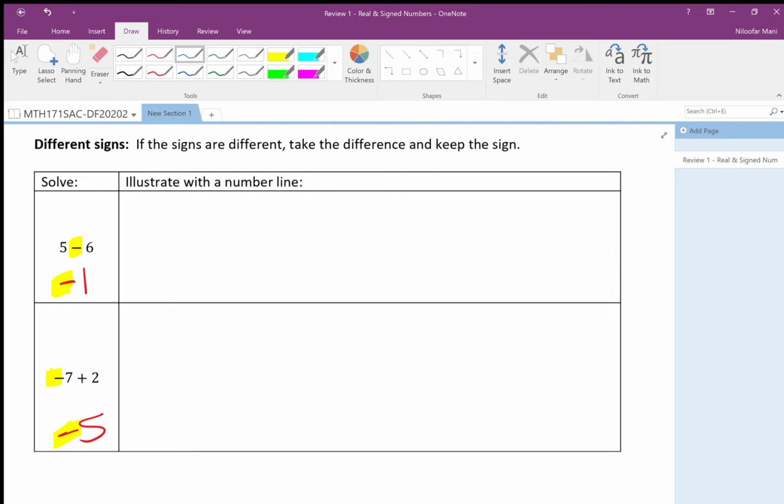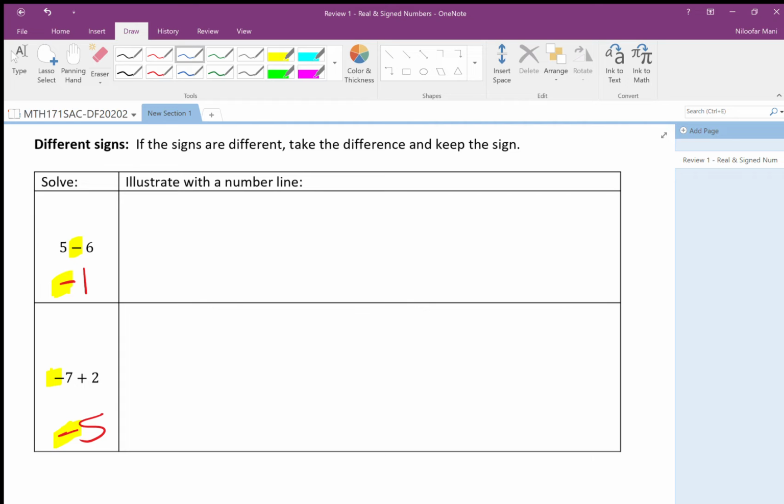So the answer is negative. How about 7 and 2? The difference between 7 and 2 is 5. Even if the number is large, I can use my calculator to find the difference between two numbers, the biggest minus the smallest. But then I have to look at the sign of the biggest number. The sign of the bigger number is minus, so the answer is -5.